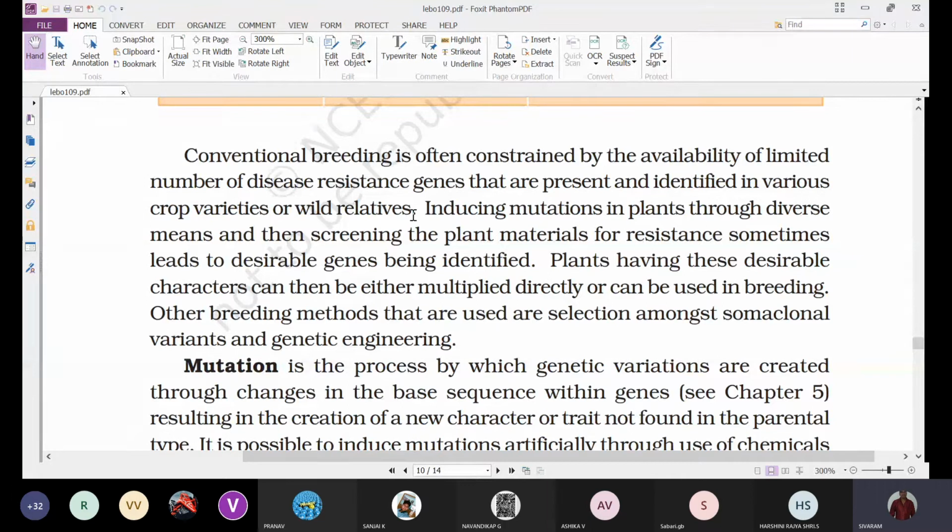So that is all. Conventional breeding is often constrained by the availability of a limited number of disease-resistant genes that are present and identified in various crop varieties or wild relatives. So we don't find many disease-resistant varieties in crop varieties or wild relatives. Then what do we have to do? We have to undergo mutation. So inducing mutations in plants through diverse means. That means there are different ways of providing mutation.